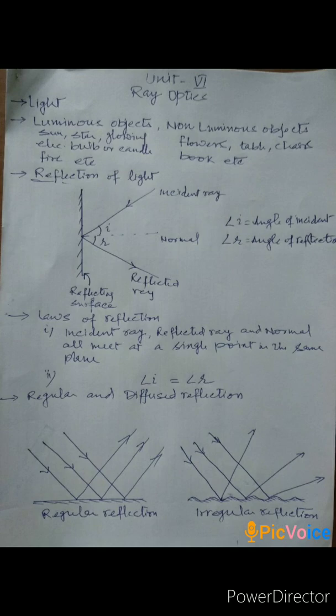The reflection of light is mainly of two types, the regular reflection and diffuse reflection, as you have seen in the 10th standard. When the reflecting surface is smooth, the reflection will be regular reflection. If the reflecting surface is irregular, then the reflection will go in different directions, so it is called diffuse reflection.